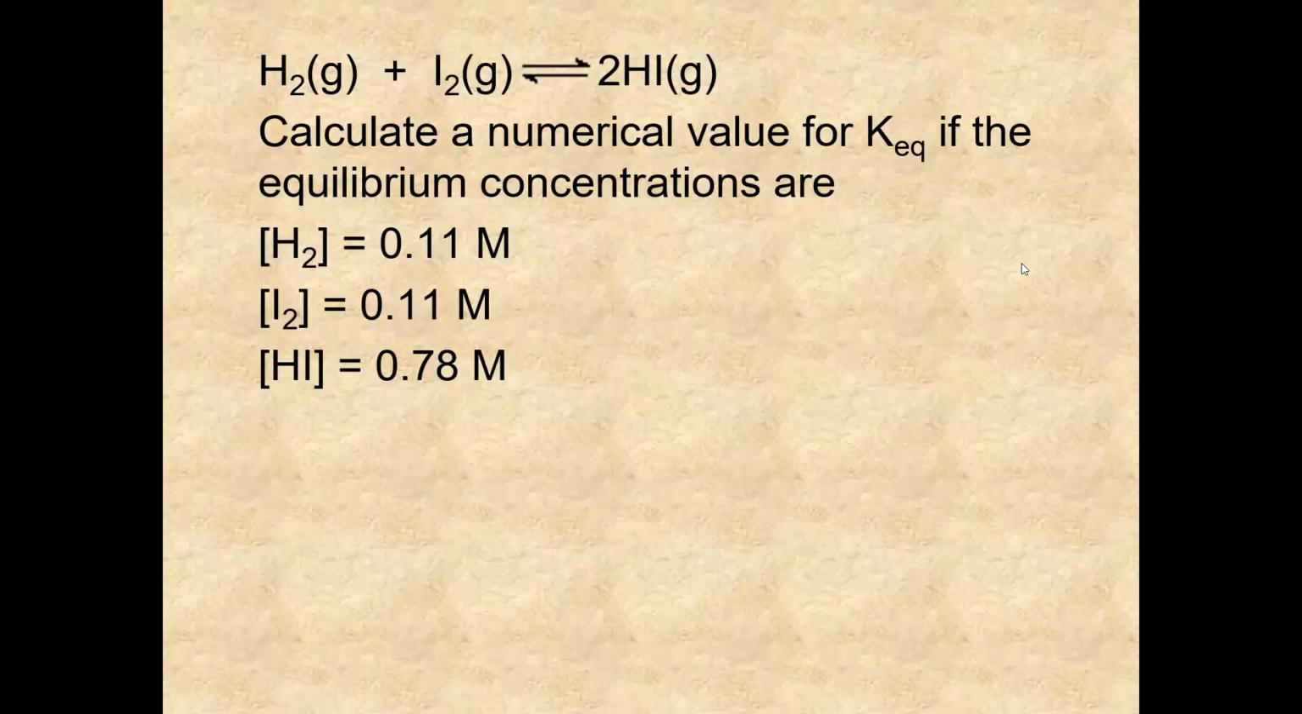All right, so let's look at how we actually calculate K, plugging values into that equilibrium expression. Here we have hydrogen and iodine producing hydrogen iodide gas, and it wants us to calculate a numerical value for KEQ if the equilibrium concentrations are as follows. So you want to make sure that you know what the equation would be first.